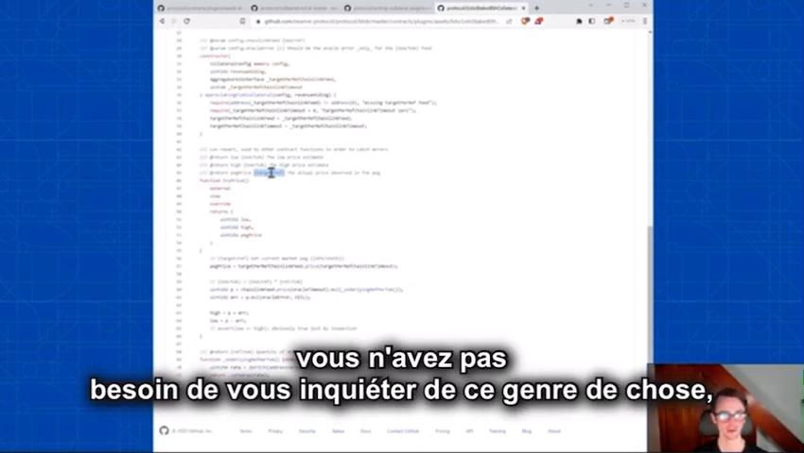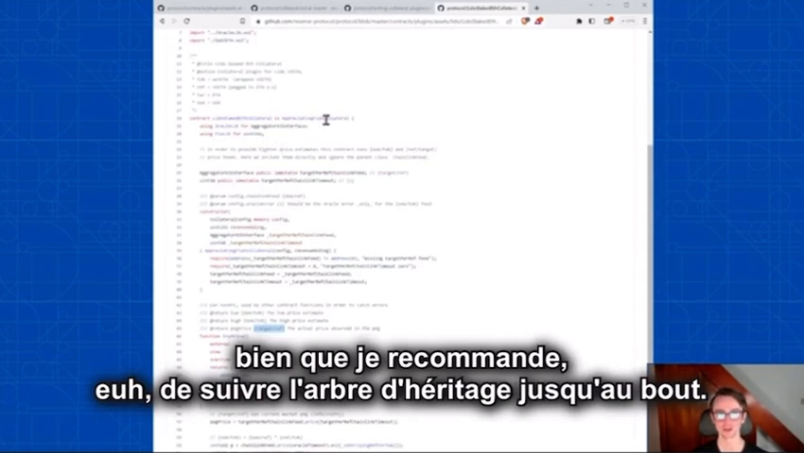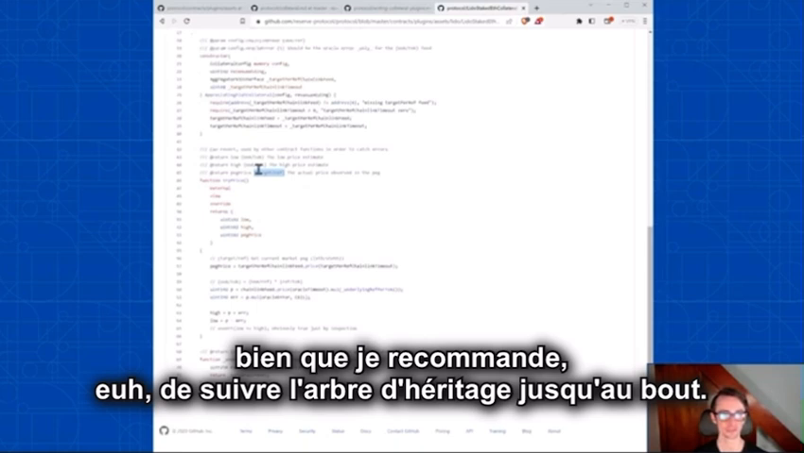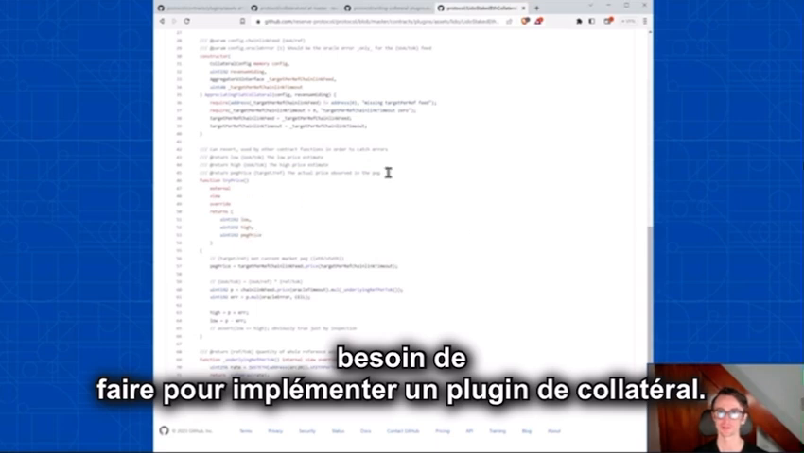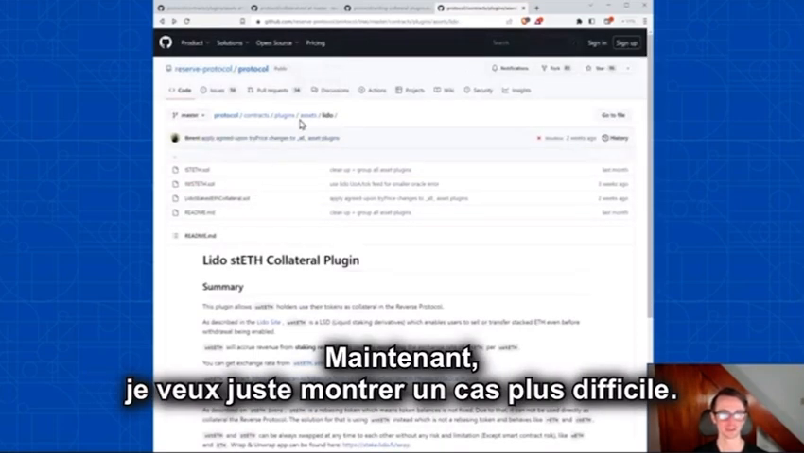Again, you don't need to worry about that kind of thing, though I do recommend following the inheritance tree all the way. But generally speaking, you should not be surprised if this is all you need to do to implement a collateral plugin. That is not too crazy. Now, I just want to show a harder case.